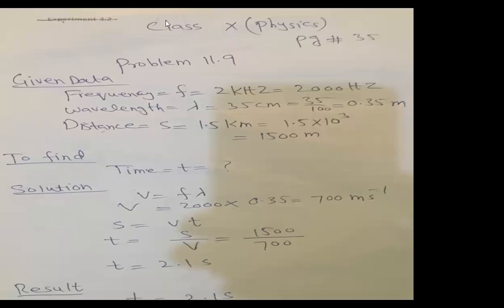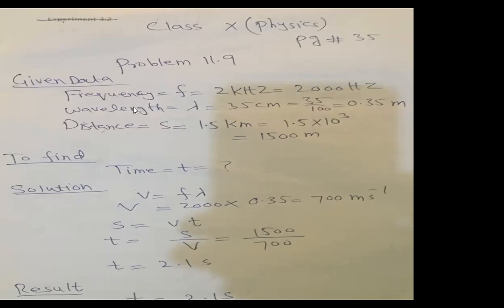A sound wave has a frequency of 2 kilohertz and the wavelength is 35 centimeter. How long will it take to travel 1.5 kilometer? Problem 11.9. Frequency is given to me as 2 kilohertz. I convert it into hertz by multiplying with 1000. You know kilo is 10 to the power 3. So 2 multiplied by 1000 becomes 2000 hertz, which is the unit of frequency. Wavelength is noted with lambda, which is given to me as 35 centimeters.